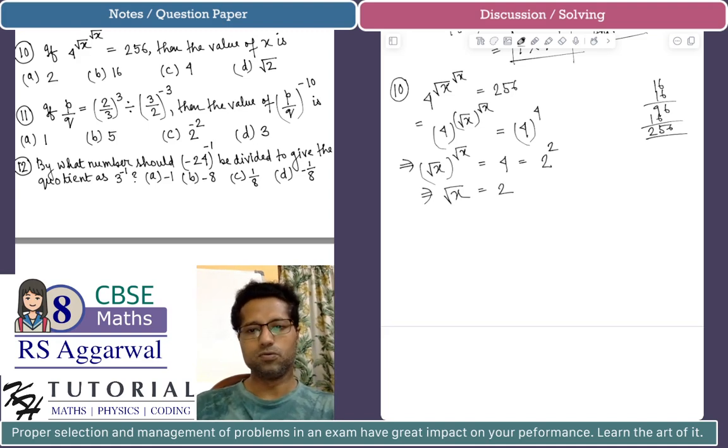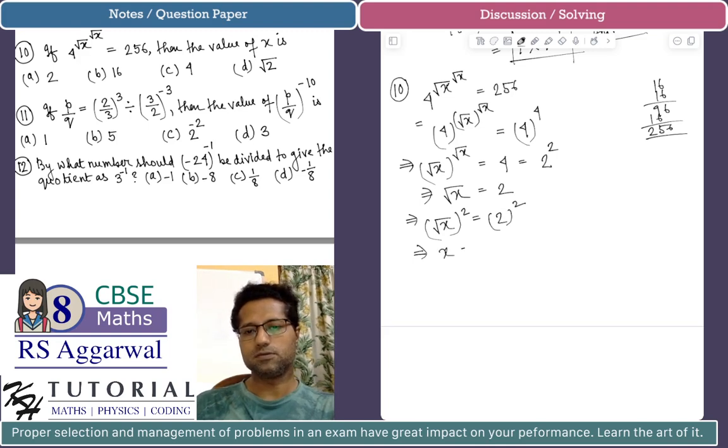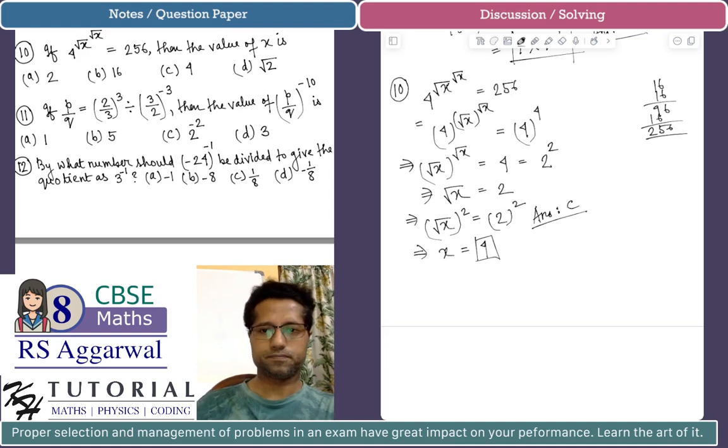If root x is equal to 2, I have to solve for x. If I square both sides, this will be equal to 2 square. This implies root x square is equal to, I hope you have done roots and cube roots, so the square of root x is x. This is equal to 4. So the answer is choice C. C is the choice. This was a little bit tricky and a good question.